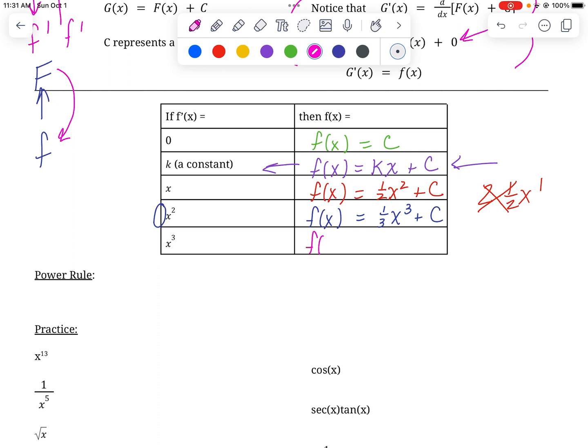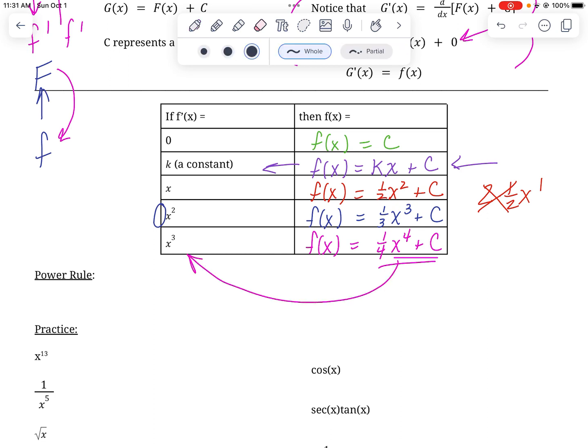If x to the third is the derivative, then x to the fourth must be what it came from. Okay, taking this statement and finding its derivative would lead me to that. Okay, so this suggests to us what the power rule is for antidifferentiation. We certainly had a power rule when we were taking derivatives. This is just going in reverse.